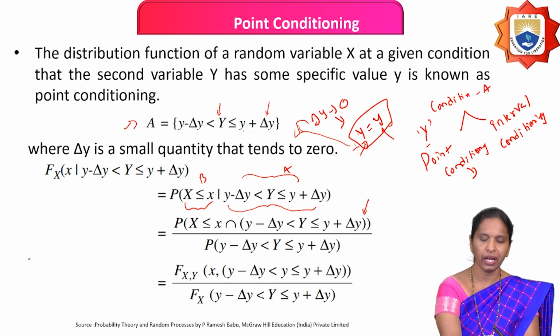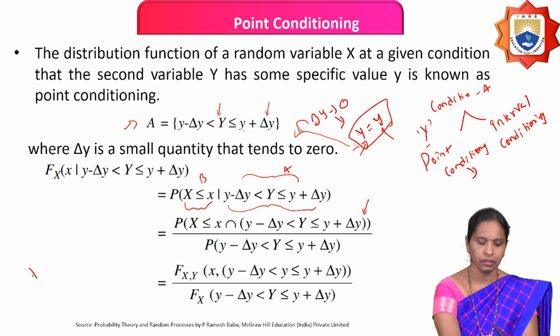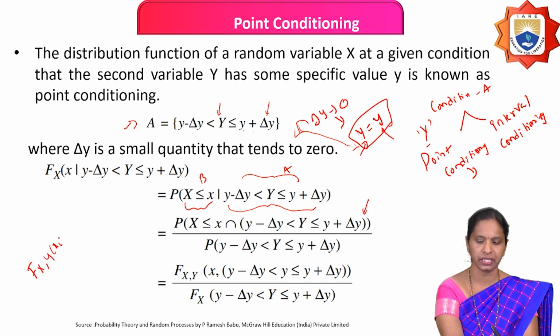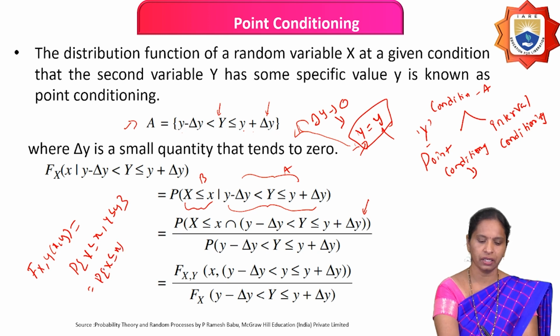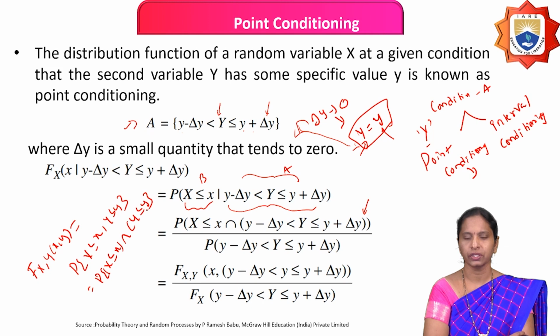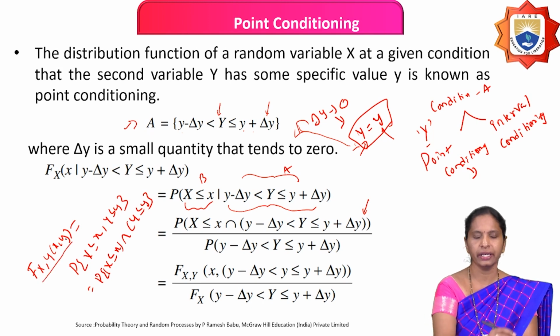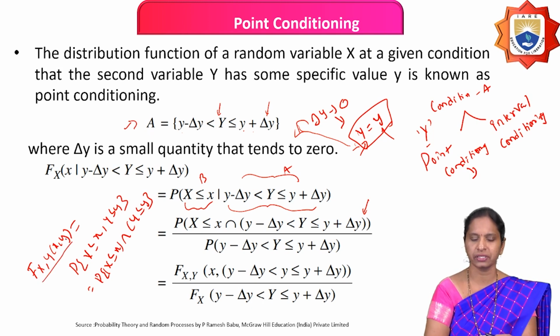Therefore, we have seen the joint distribution function of the random variables X and Y. What is the formula here? P of X less than or equal to x comma Y less than or equal to y. That is nothing but P of X less than or equal to x intersection Y less than or equal to y. So we have seen the joint distribution function definition of the random variables X and Y in the previous lecture.